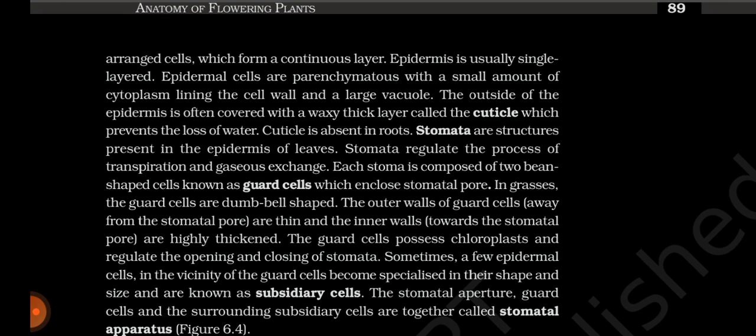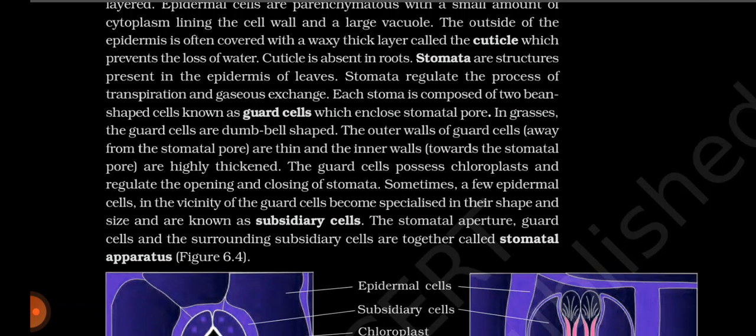In grasses, the guard cells are dumbbell-shaped, and the outer wall of the guard cell away from the stomatal pore is thin and the inner wall towards the stomatal pore is highly thickened. The guard cells possess chloroplasts and regulate the opening and closing of stomata. Sometimes a few epidermal cells in the vicinity of guard cells become specialized in their shape and size and are known as subsidiary cells. The stomatal aperture, guard cells, and surrounding subsidiary cells together are called the stomatal apparatus.